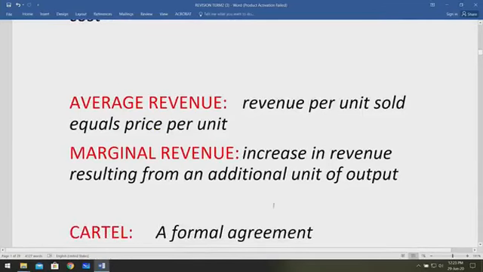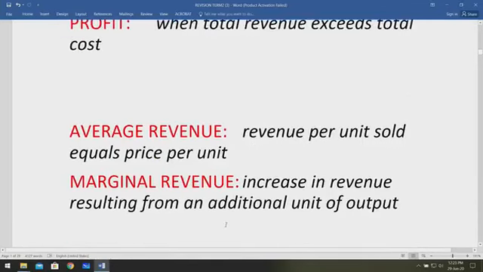Then we have another two concepts, average revenue and marginal revenue. As the term says, the average is when we take the total revenue that we've earned and divide it by the number of units that were sold. In other words, your average revenue will also give you your price per unit. So if I'm selling goods at 10 Rand each and I made 100 Rand, I take my 100 divided by 10, which will give me 10 Rand per unit. So that means the price of my product is 10 Rand per unit.